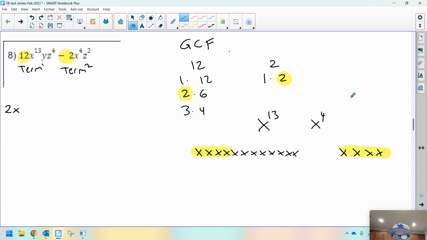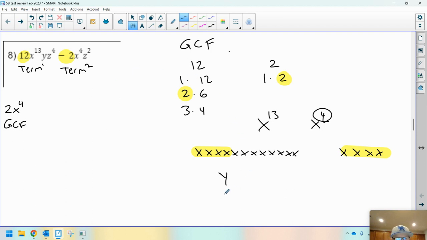So your greatest common factor is going to be x to the 4th. It's always going to be the smaller number that you have. Let's look at the y's here. We have y and we do not have a y in the second term. So y is not a GCF. We cannot take out a y as our GCF. It stays up there, but we don't put it down here because this is our GCF right now.